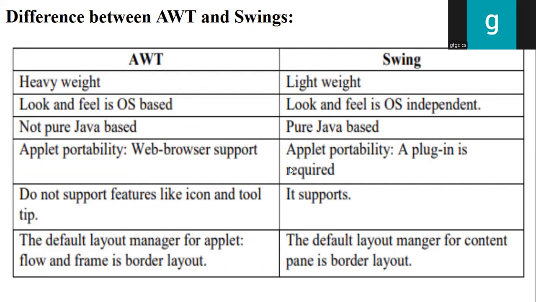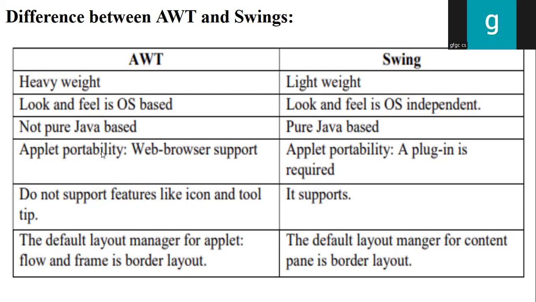Now we are going to see the difference between AWT and Swing, because Swing is the extended version of AWT. What extensions they have made, we will see by these differences. AWT is heavyweight. Swing is lightweight. AWT look and feel is OS based. In Swing, look and feel is OS independent. AWT is not pure Java based.